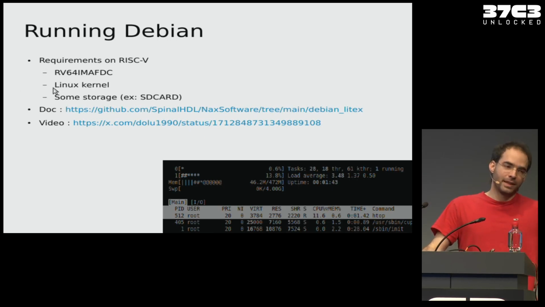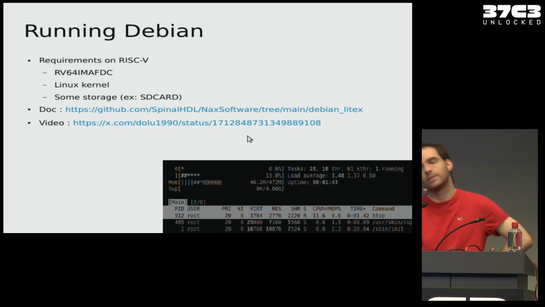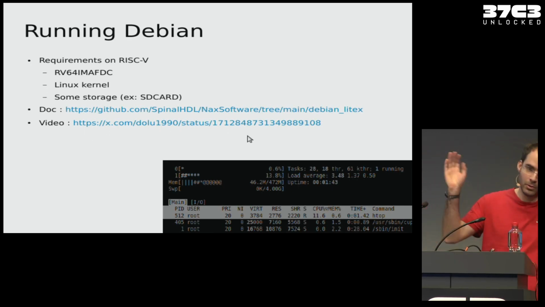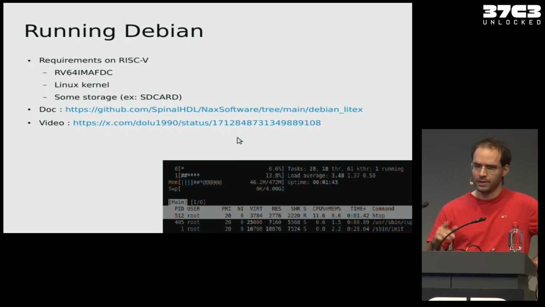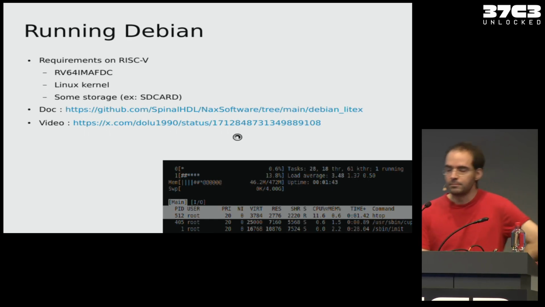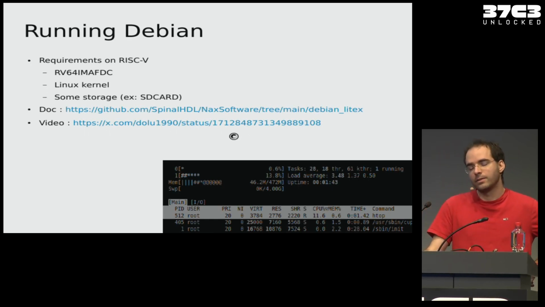So you need a Linux kernel compiled with quite a few additional flags and some storage like an SD card for the image itself. If you're interested in doing that, there is some documentation here about it, and a video to document at what speed you can boot Debian, run Doom, and run OpenTTD on it on a dual-core NaxRiscv running at 100 MHz. Then, yeah, I don't remember the next one.